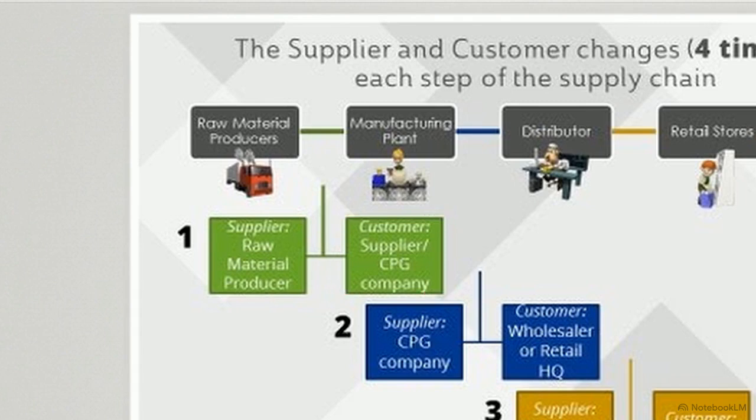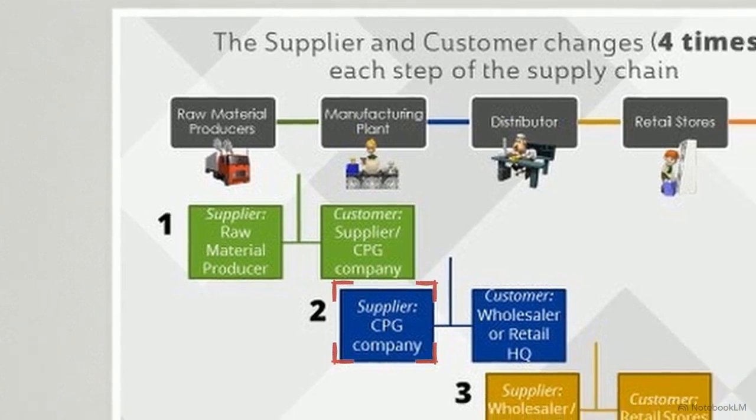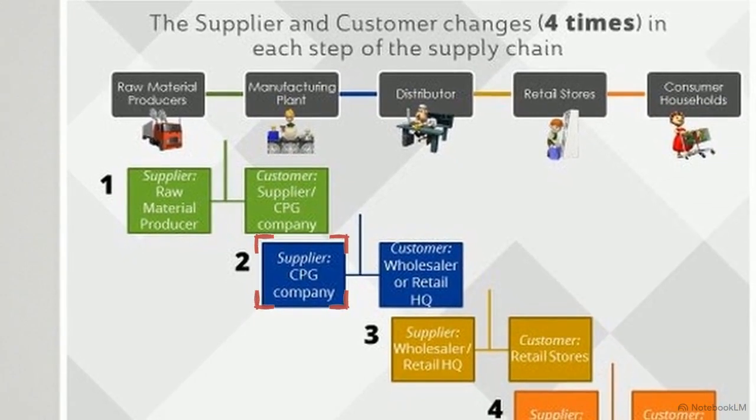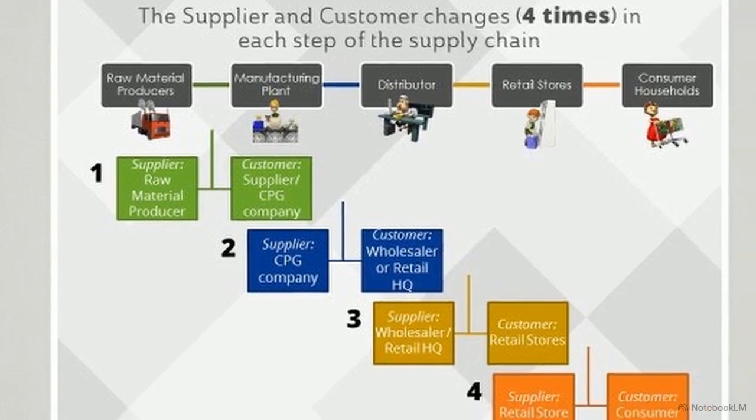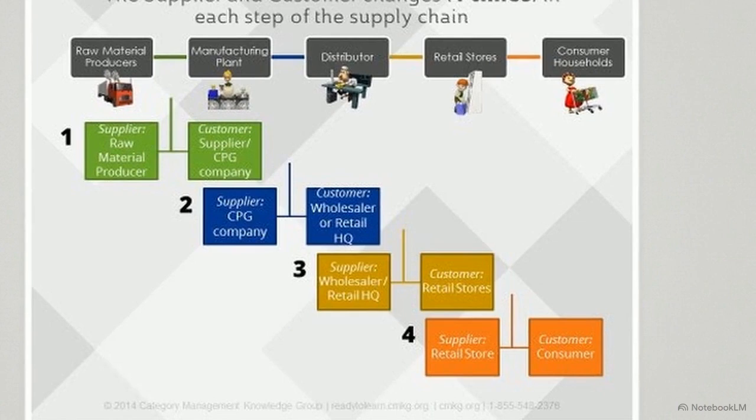Move one step down the chain and the relationship shifts entirely. That same manufacturer is now acting as the supplier, selling their finished goods to the wholesale distributor, who is now the customer. This dynamic repeats at every single node. The wholesaler acts as a supplier to the retail store, and finally, the retail store supplies the consumer household.